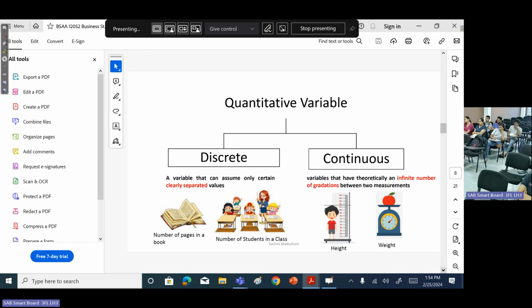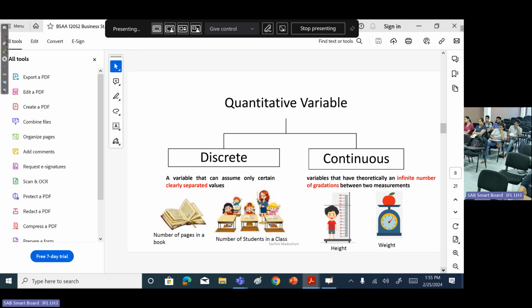In a discrete variable, the special feature is clearly separated values. Number of pages in a book: we can say 80 pages, 120 pages, exactly the page number. In a continuous variable, there is an infinite number of gradations between two measurements.